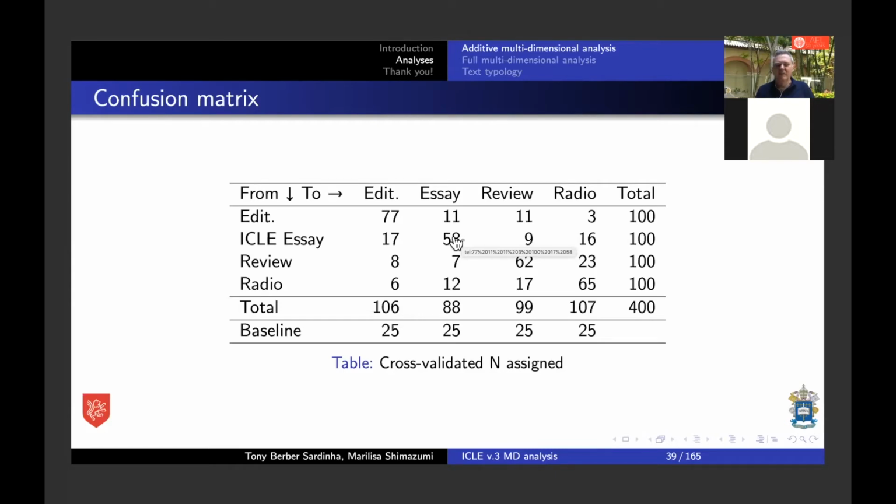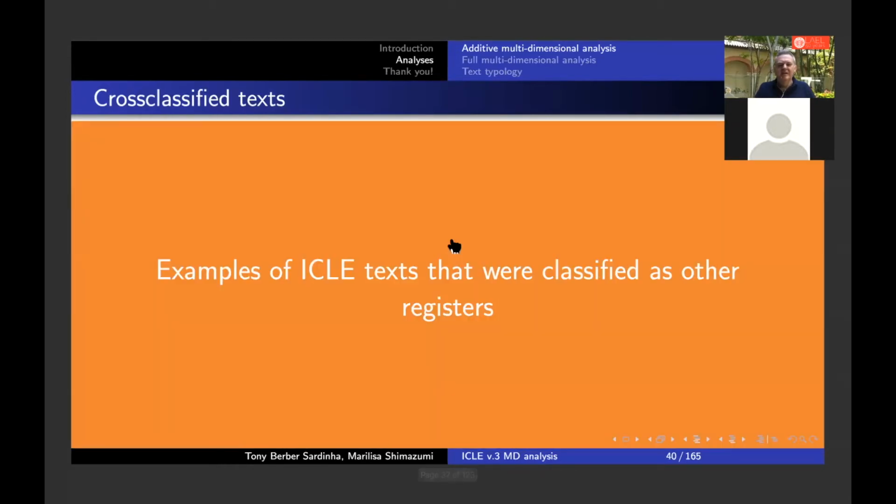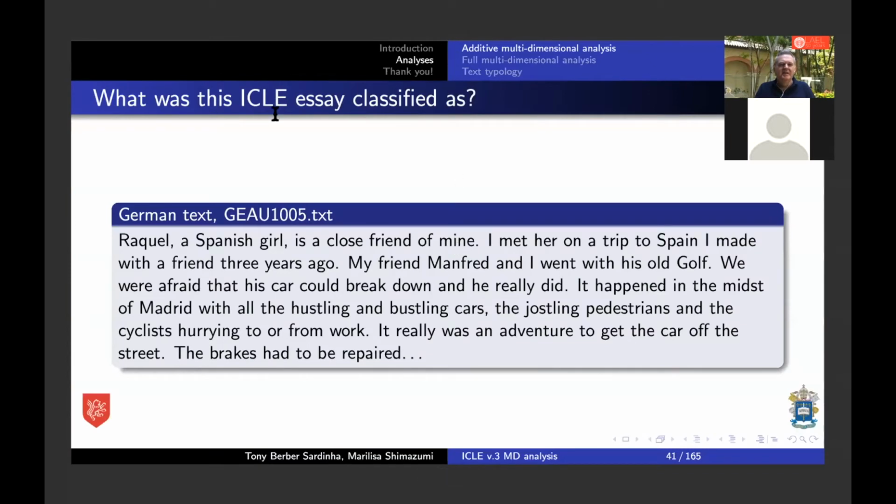More hybrid, all right? So compared to the other ones, ICLE looks more like other argumentative registers. So here are some examples. I don't have the time really to look, so if you could just go to your slides and have a look, but here's some. Here's an ICLE essay, a German text, talking about a friend that this guy met, and they went around Madrid and the car broke down.